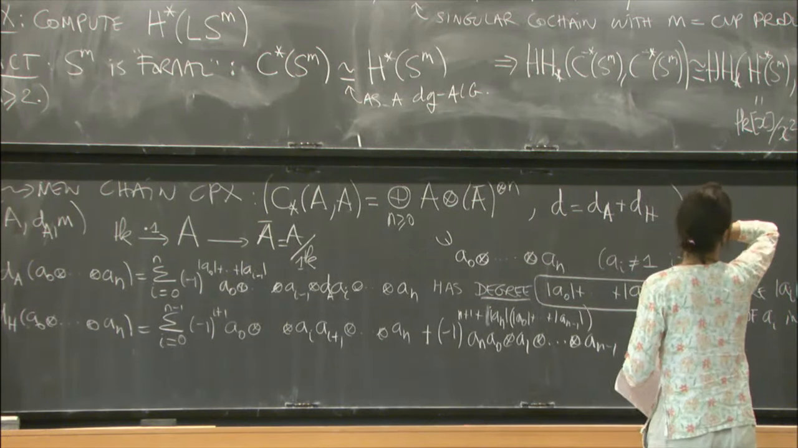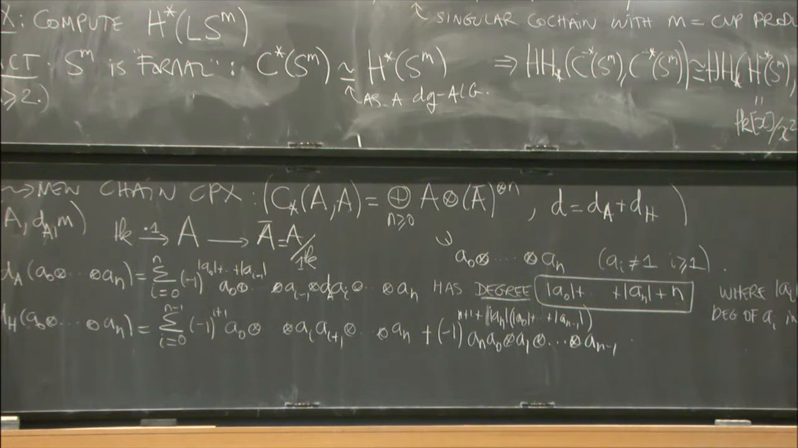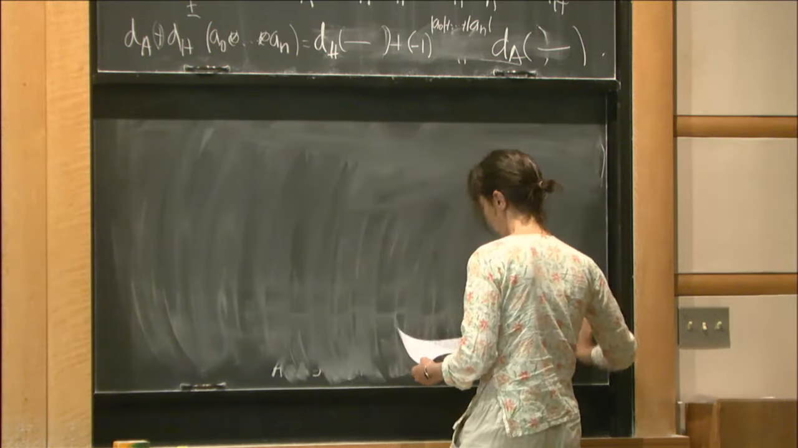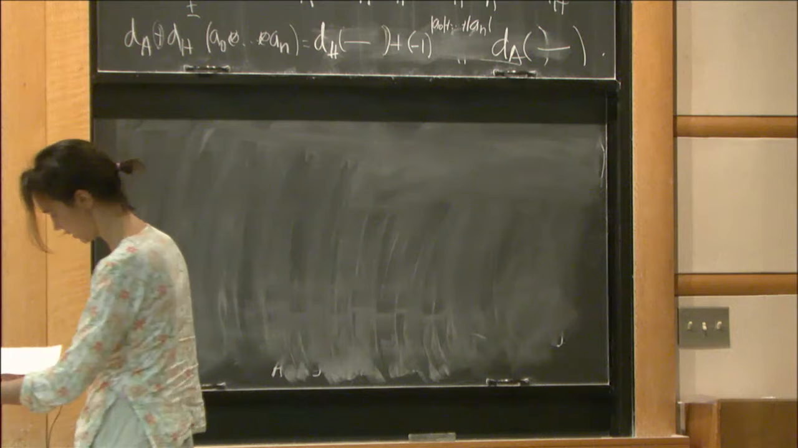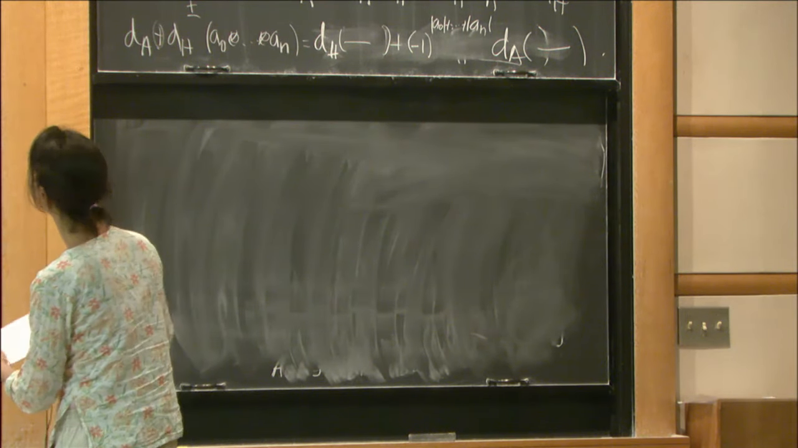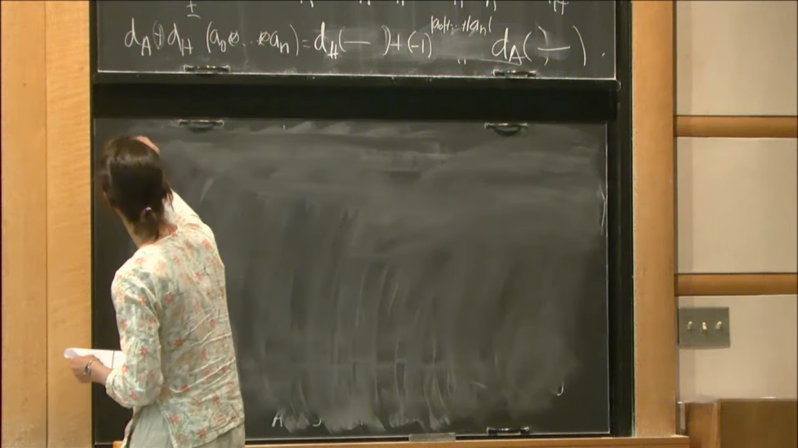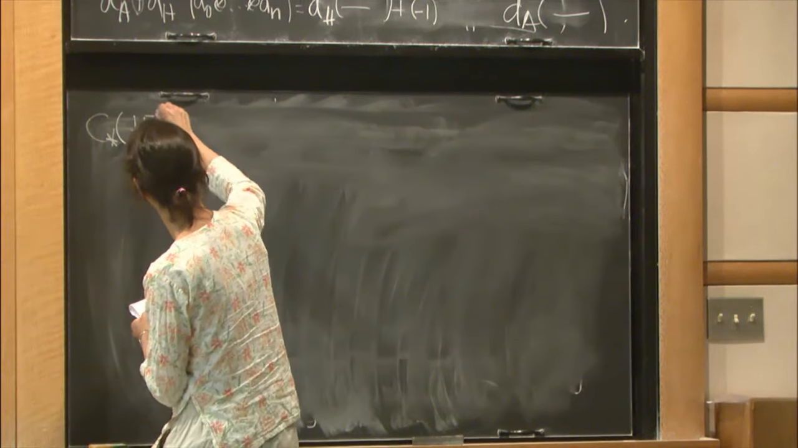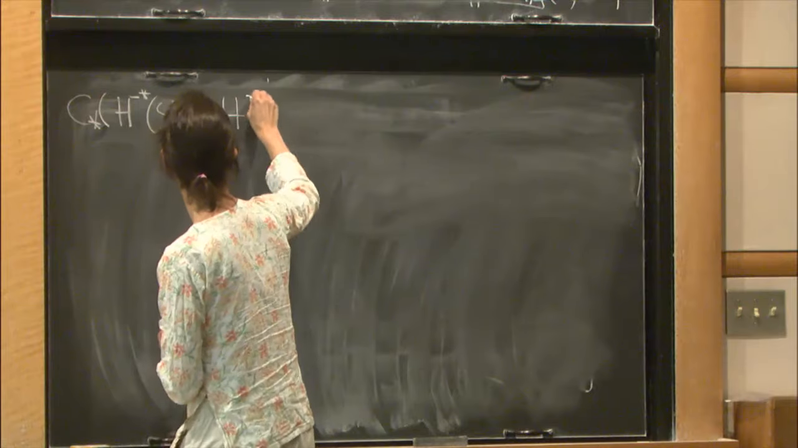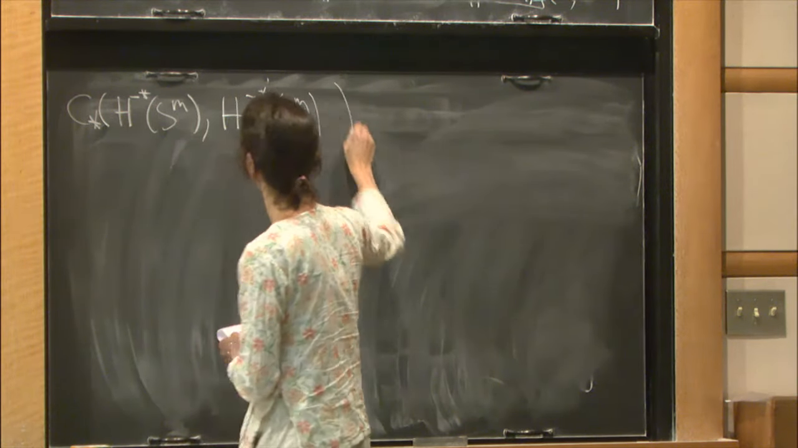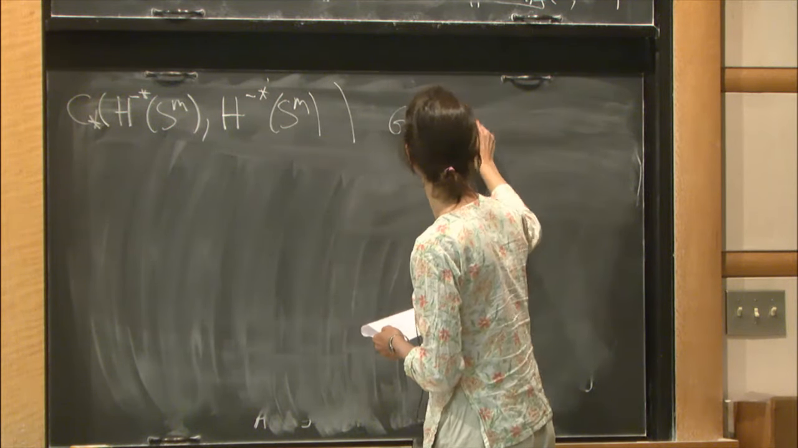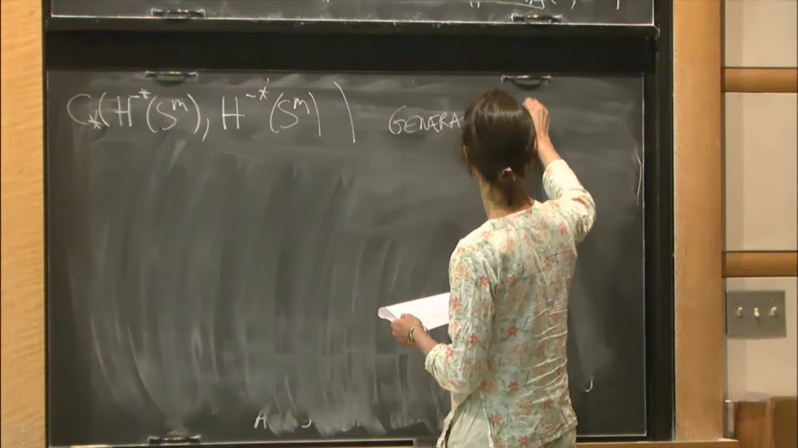So let's do it here. I'm going to do almost a computation, and I'll leave you the last little bit. What is the Hochschild complex of H minus star of SM? Let's write the generators as a vector space.